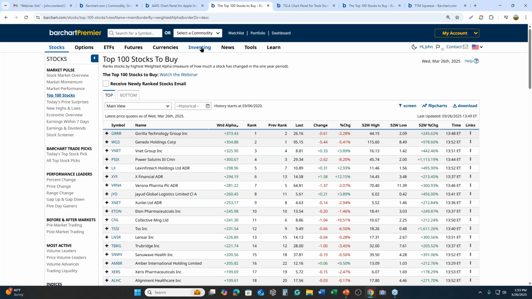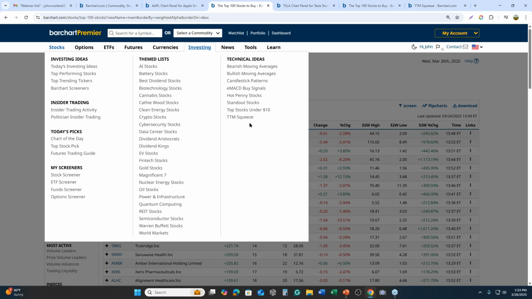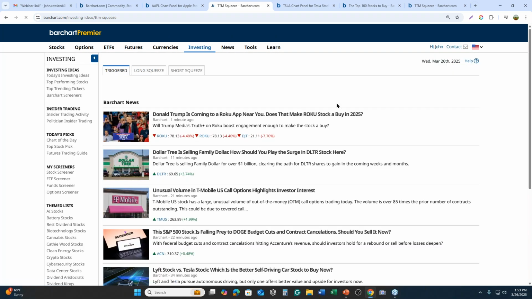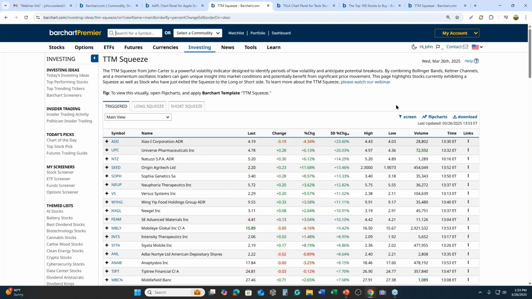The other one, and this goes to the question about Keltner bands, is under the investment page, we have something called the TTM squeeze. Now, the TTM squeeze is a combination of both the Bollinger Band and Keltner bands. If you're interested in this one, you can go to our archived webinars, and I've done a webinar on the TTM squeeze. But again, this combination.